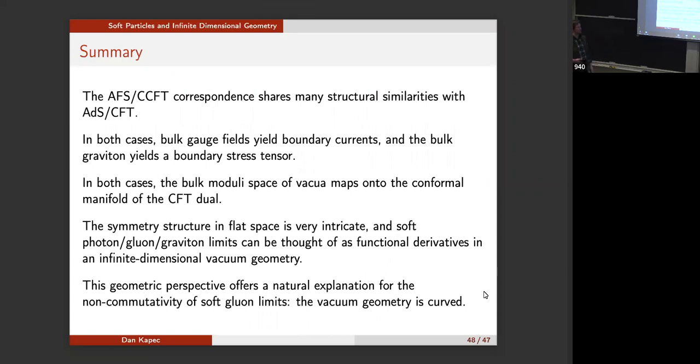So to end, I just want to say quantum gravity in asymptotically flat space seems to have very tight structural similarities with quantum gravity in anti-de Sitter space. Gluons give you currents, gravitons give you stress tensors. The symmetry structure in flat space is a little bit more intricate, which is why we have these interesting infinite dimensional spaces of vacua, but all of the statements still fit into that geometric framework, and now we have a nice geometric perspective for antisymmetric double soft in Yang-Mills. It's just an infinite dimensional curvature calculation. So I'll end there.